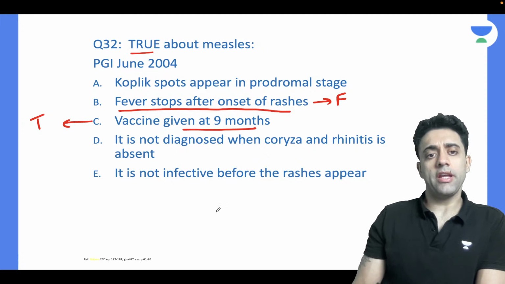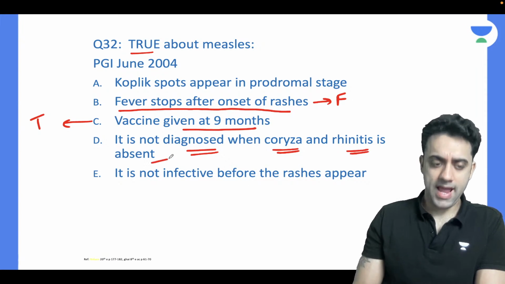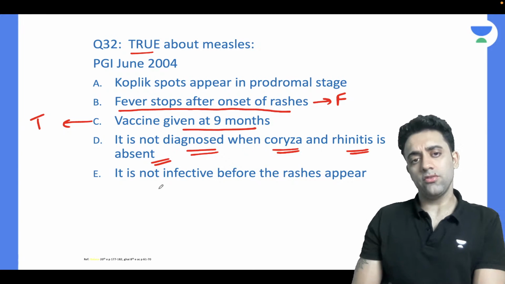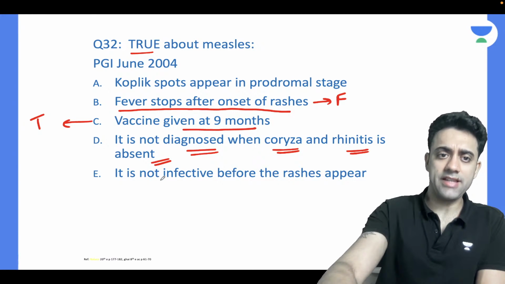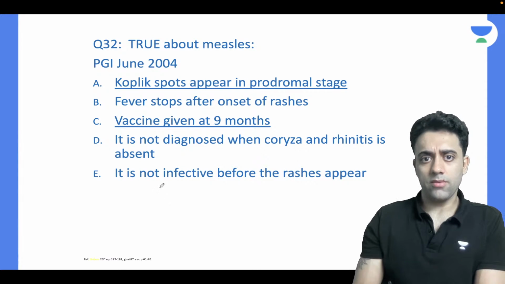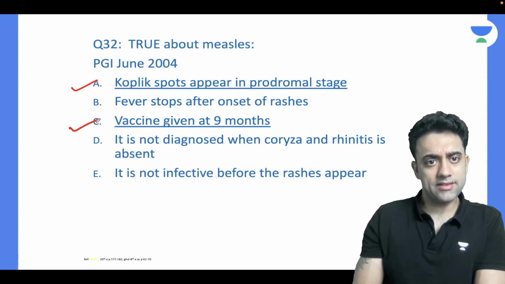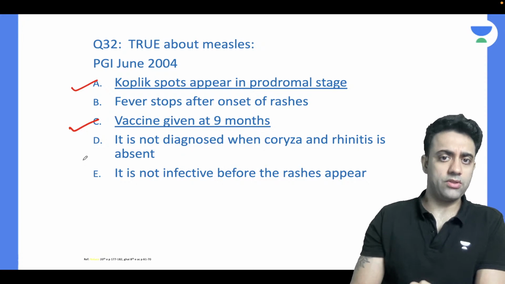That's true. Okay. It is not diagnosed when coryza and rhinitis is absent. So see, the only true things about measles are that Koplik spots appear in the prodromal stage and the vaccine is given at 9 months. Only these two lines are right.